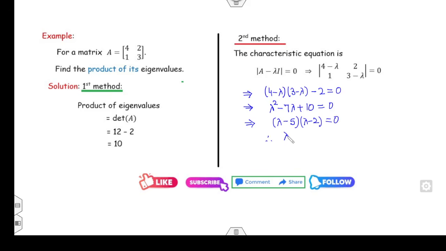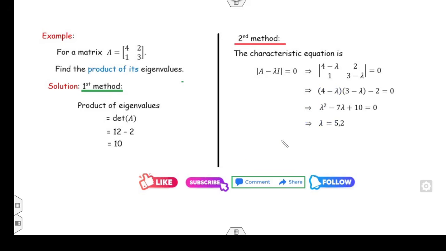So therefore, the eigenvalues are 2 and 5, the eigenvalues of the matrix A. And now your target is to find the product of the eigenvalues. So what is the product of the eigenvalues? 5 into 2. That is 10. And you can see both the answers are the same. Similarly, in this case, if somebody asks you to find the sum of the eigenvalues, what is the sum of the eigenvalues? It is 7. And again, you can see 5 plus 2 is 7, which is again the same answer.